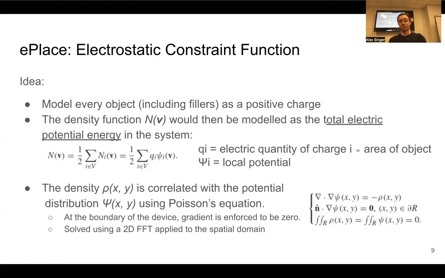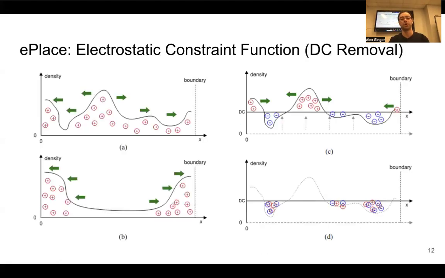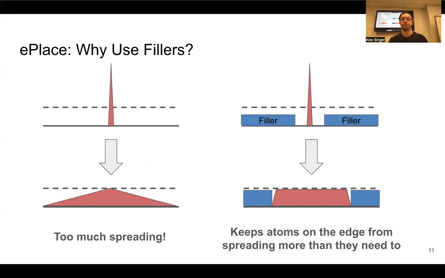Okay. The paper goes into a lot of detail on this. I cut it from the slides because it's a little over the top, but just know they were able to do this efficiently using an FFT.